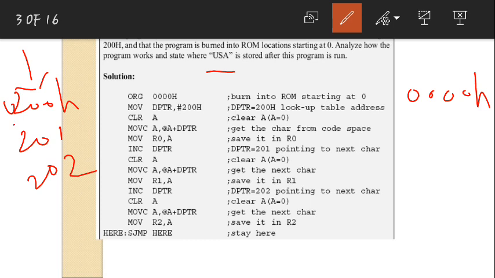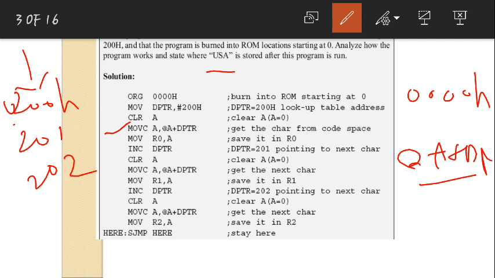When it points here, first I am clearing A. Why I need to clear A is, in indexed addressing mode, I am trying to copy the so-and-so contents from the code memory. So whenever I am copying, I will write MOVC. See here he has written MOVC. Then always I should move that into the accumulator only. Whenever I use this statement, I can't move into some other registers like R0, I should use only the accumulator. So MOVC A, @A+DPTR.